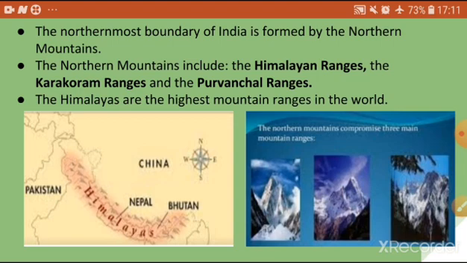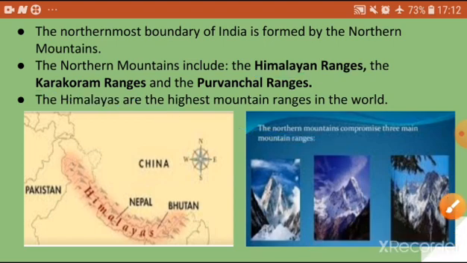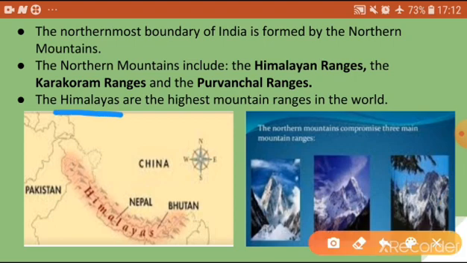So once again I will repeat these sentences. The northernmost boundary of India is formed by the northern mountains. These northern mountains include the Himalayan ranges, the Karakoram ranges, and the Purvanchal ranges. In all these, which mountain ranges are the highest? The Himalayas.